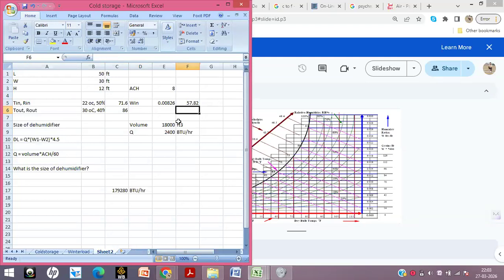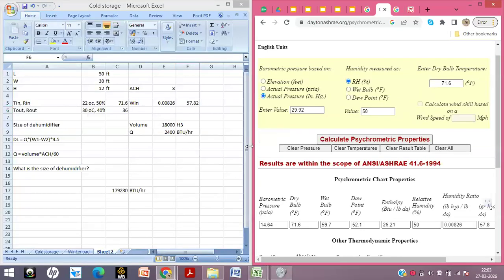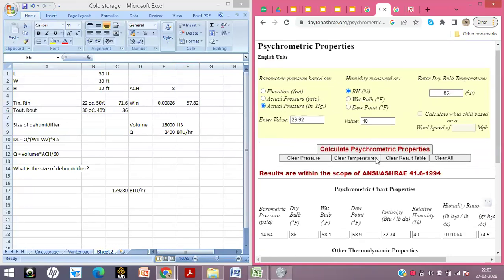Okay. So similarly for this case also we need to see from ASHRAE ratings. So which is 86 degree Fahrenheit and relative humidity. So we just need to calculate. Then the humidity ratio will be this one.